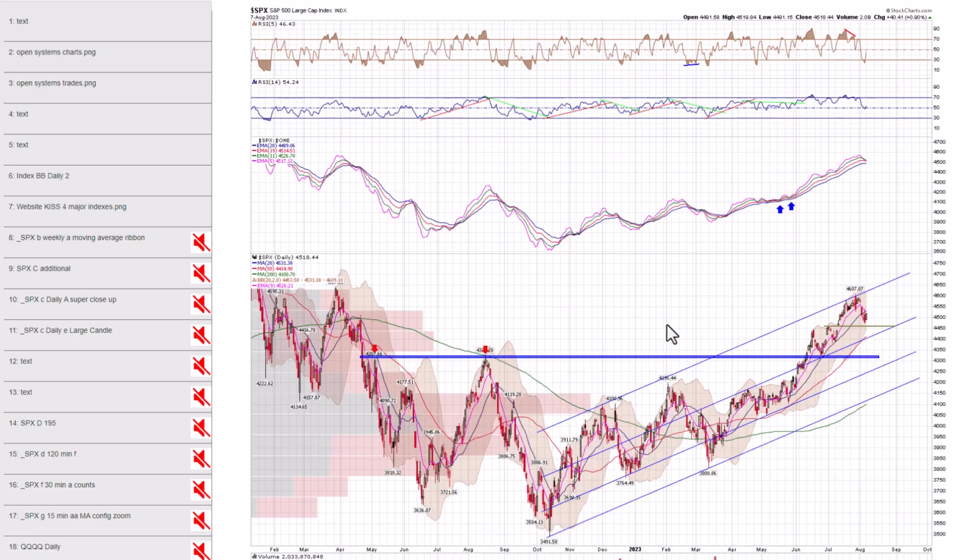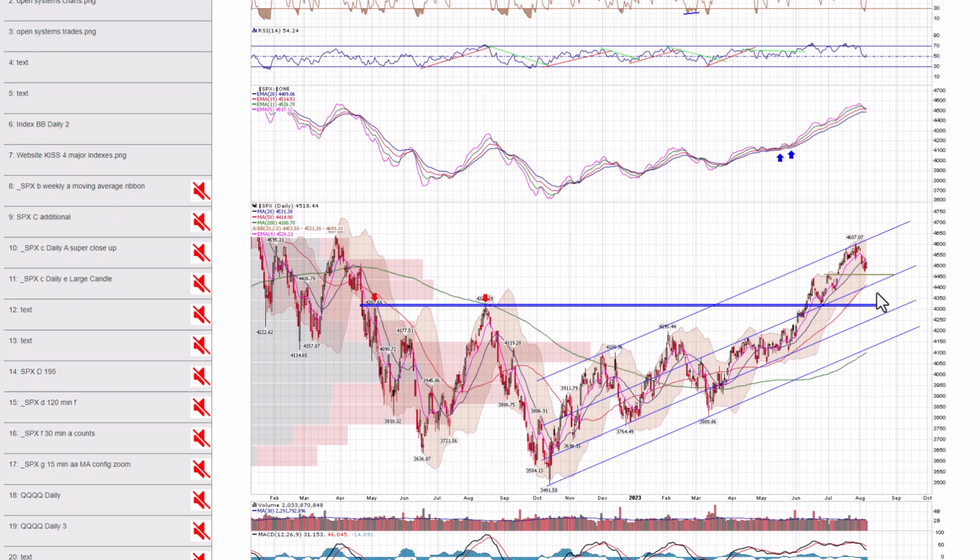Next. Chart 9, here's a daily view of the S&P. Again, we bumped up against that upper channel over a week ago. It was an area to take some profits, take some hedges, aggressive shorts. That was a logical area to do so.